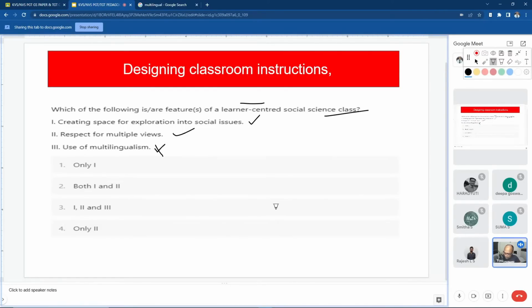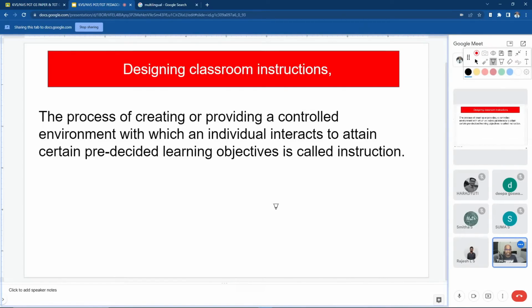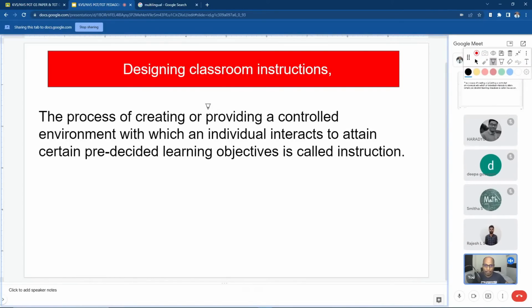So what is this one? Designing classroom instructions. This question comes under designing classroom instructions. Now what is this classroom instruction? Let us understand. The process of creating or providing a controlled environment with which an individual interacts to attain certain pre-decided learning objectives is called instruction.